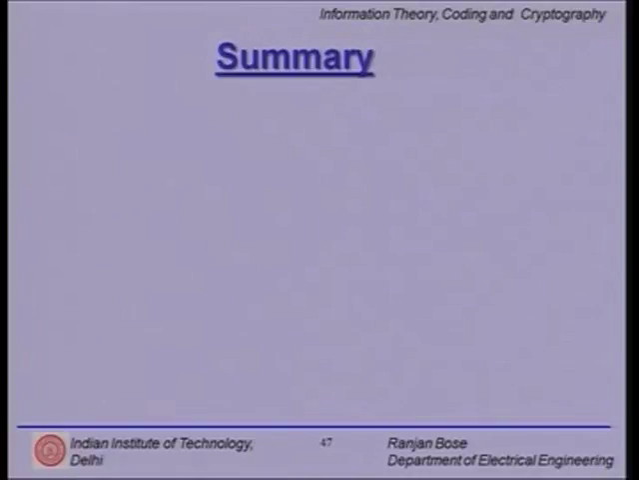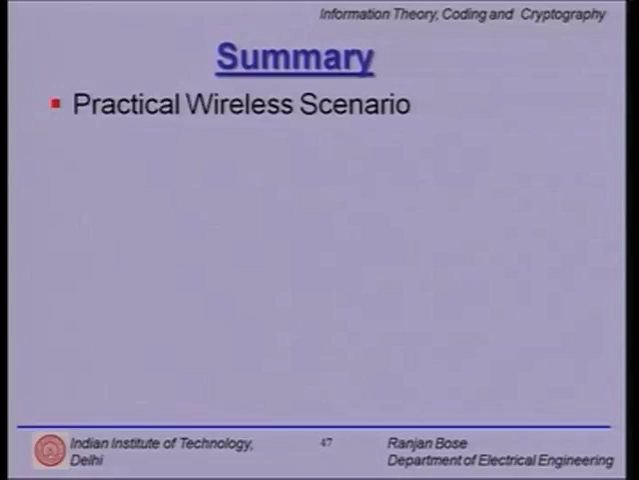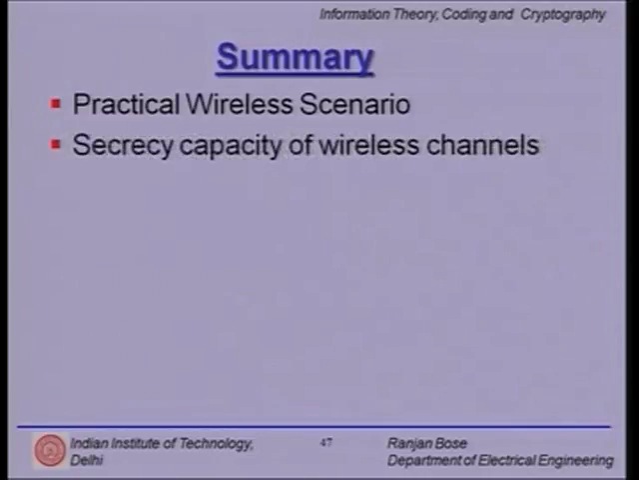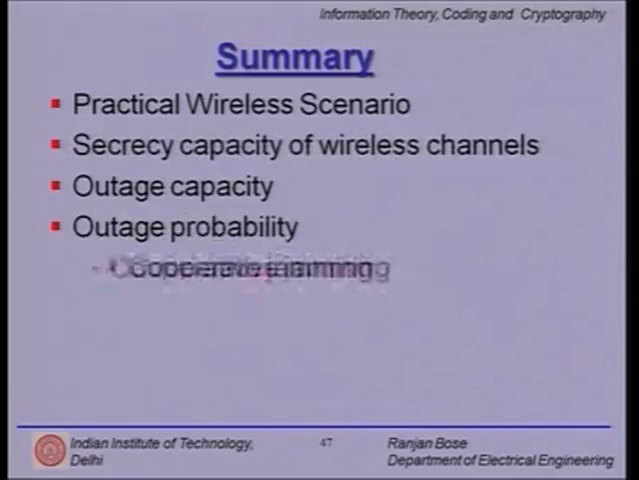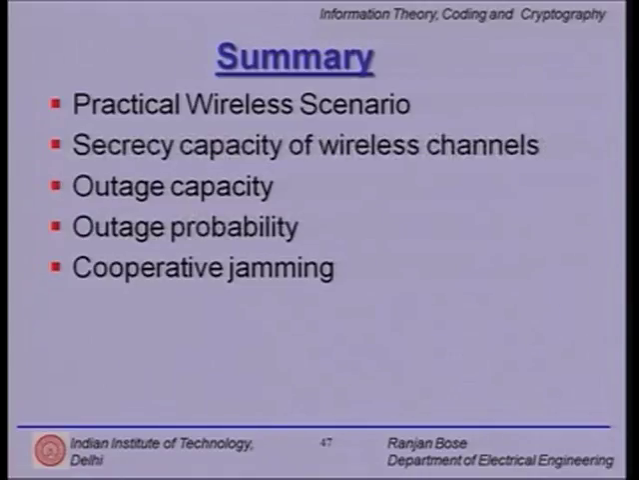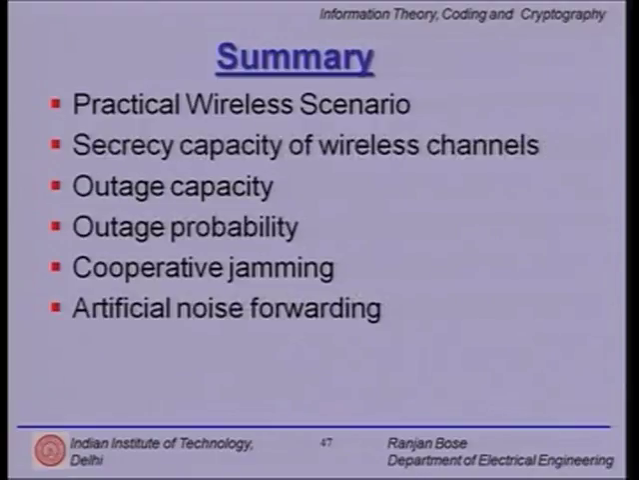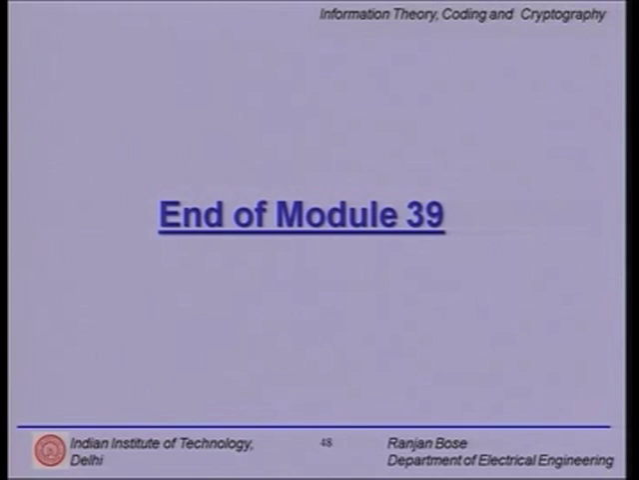So let us summarize this lecture. We started off with practical wireless scenarios and talked about physical layer security in real life wireless scenarios. We talked about the secrecy capacity of wireless channels. We talked about outage capacity and outage probability. These are used to characterize systems and compare systems using physical layer techniques. Then we talked about a couple of practical techniques: cooperative jamming, artificial noise forwarding, and friendly jamming. That brings us to the end of this lecture.